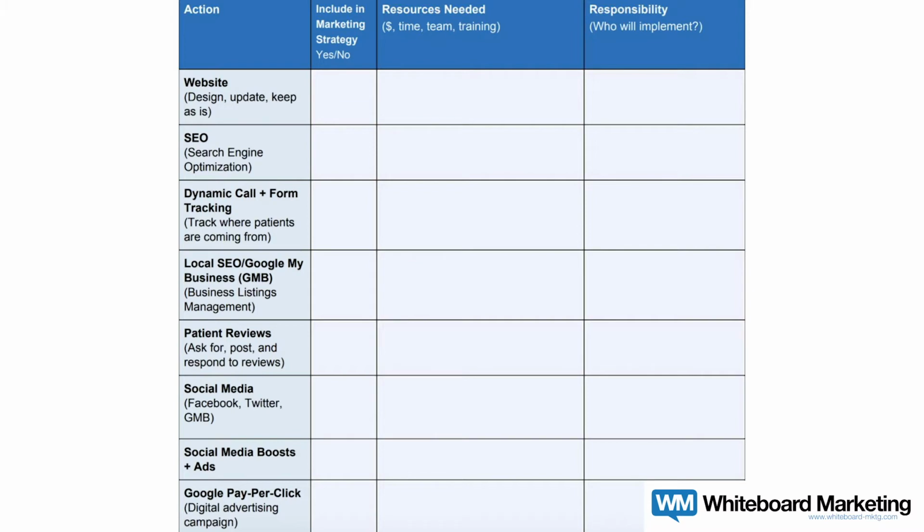What resources are needed? And who is going to implement it? Do you have someone in your practice? Do you have a third-party marketing partner who's going to do it for you?